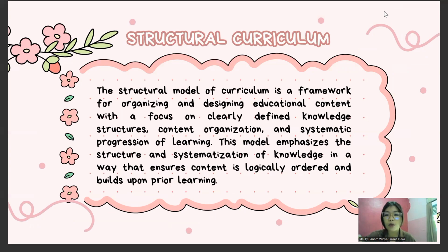For the last model, we have structural curriculum model. So the structural model of curriculum is a framework for organizing and designing educational content with a focus on clearly defined knowledge structures, content organization, and systematic progression of learning. This model emphasizes the structure and systematization of knowledge in a way that ensures content is logically ordered and builds upon prior learning.